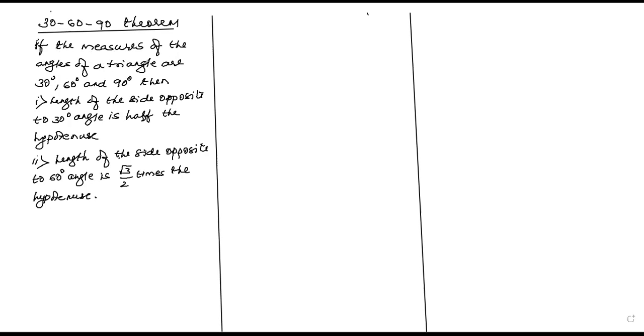Now, if the measures of the angles of a triangle are 30 degrees, 60 degrees, and 90 degrees, then the length of the side opposite to 30-degree angle is half the hypotenuse, and the length of the side opposite to 60-degree angle is root 3 upon 2 times the hypotenuse. Basically, these are two formulas, and they are given a name, 30, 60, 90 theorem. So remember this 30, 60, 90 theorem, children.